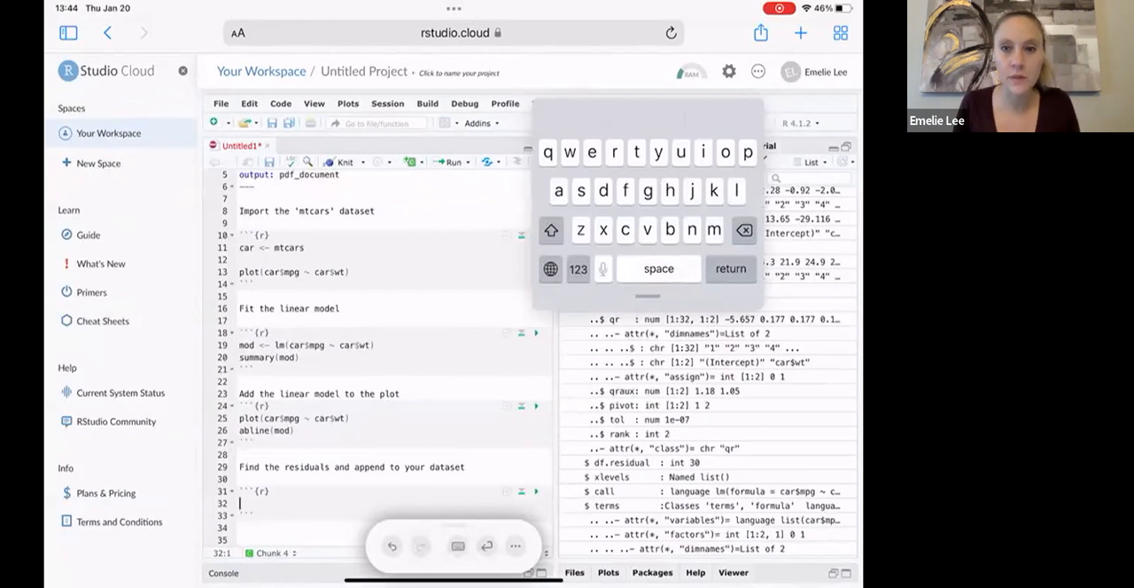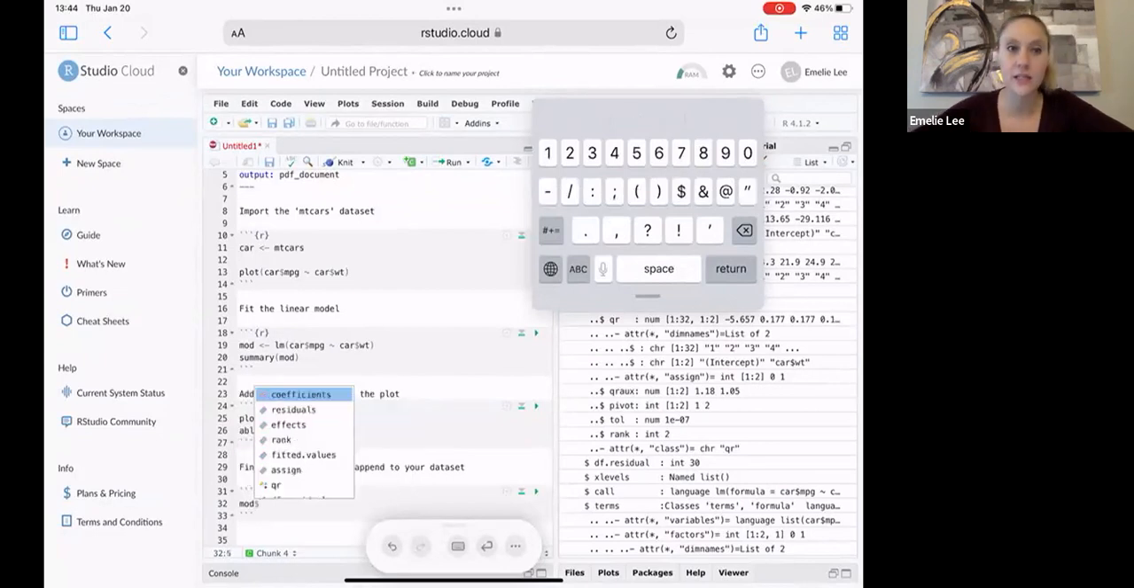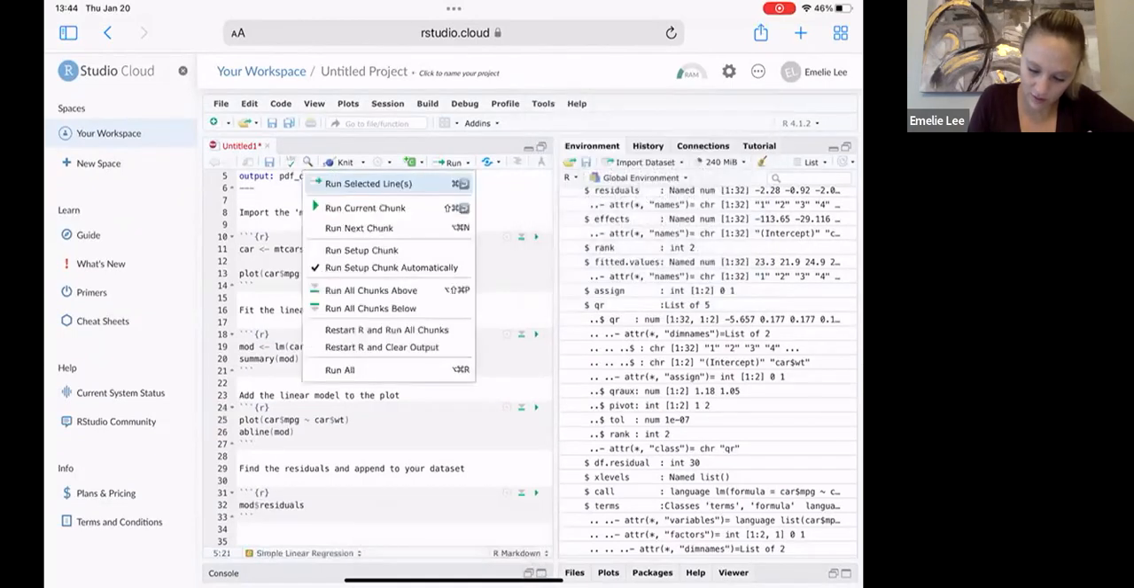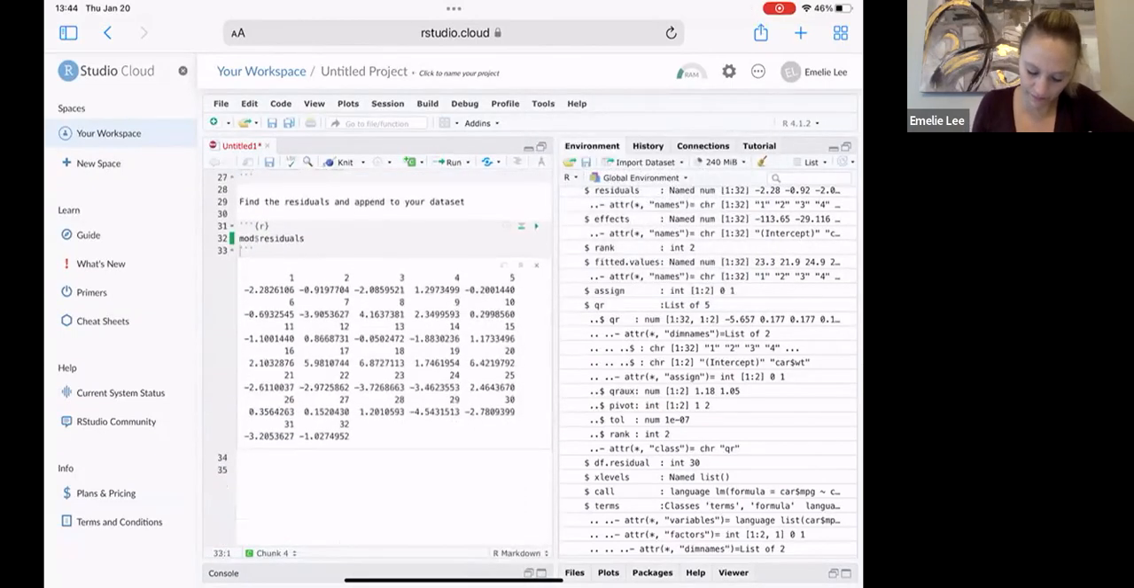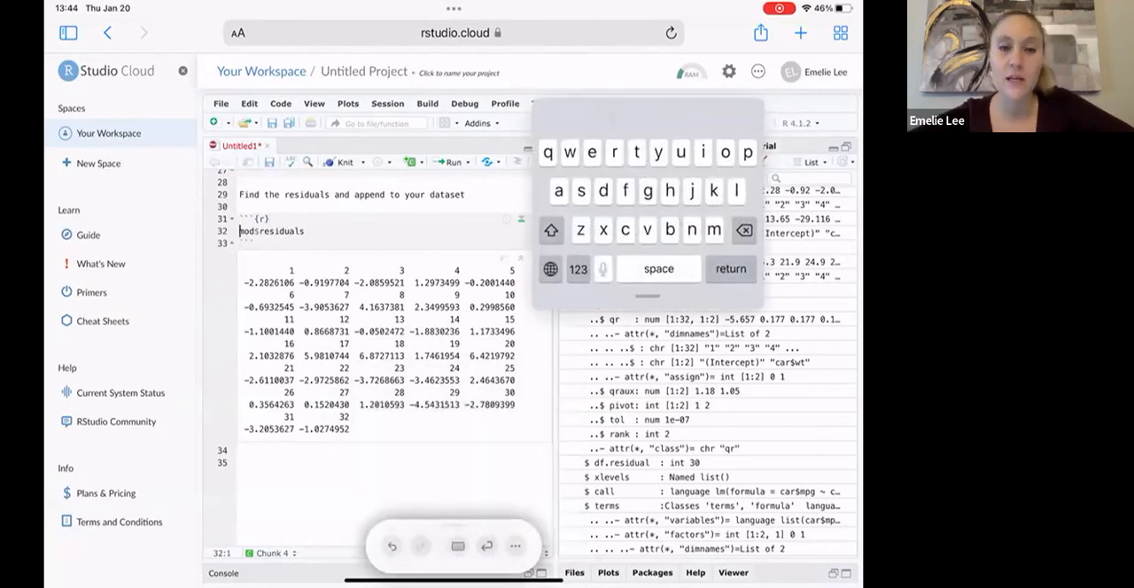So what I'm going to do is first pull up mod$, and here it gives me the options of the coefficients, the residuals, the effects, the rank. So it has a lot of values. And so let's have a look at the residuals. And if I run this, that's kind of boring. It gives me the residuals, but now I'm going to attach the residuals to the car data set.